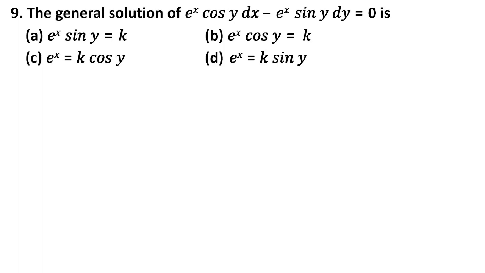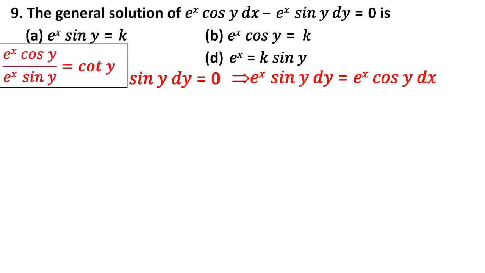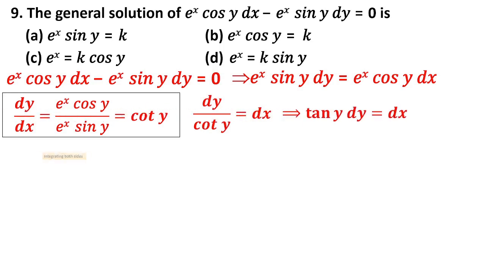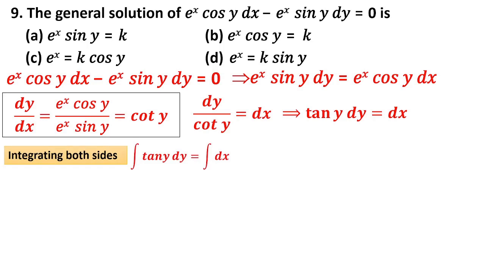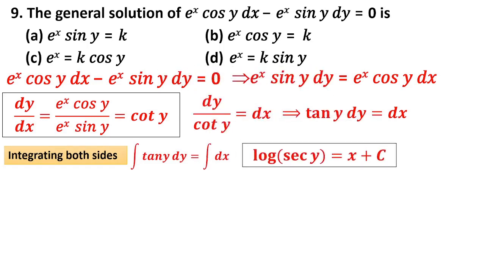Question number 9. The general solution we have to find. We have to take this differential equation. This differential equation can be written as variable separable by having dy by dx equal to cot y on the right hand side. Therefore, dy by cot y is equal to dx. Integrate both sides and we will get integral tan y dy is equal to integral dx. Therefore, log secant y is equal to x plus c.